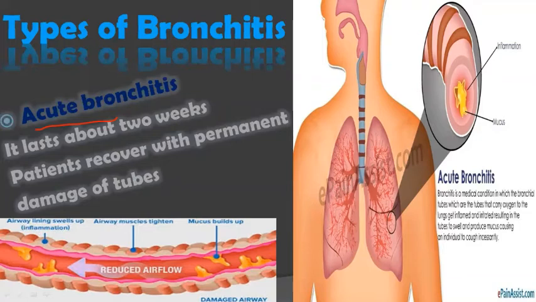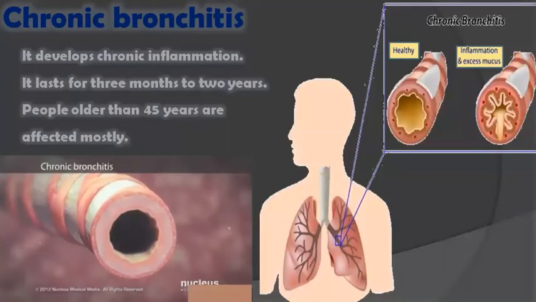Sometimes there is thick mucus and there is inflammation, but the main point is that it can last just about 2 weeks, and patients can recover permanently without any damage to the lung tissues. And here is the condition: there is reduced airflow in bronchitis when thick mucus is obstructing the pathway. By this damaged airway, airflow is reduced and there will be breathing problems.